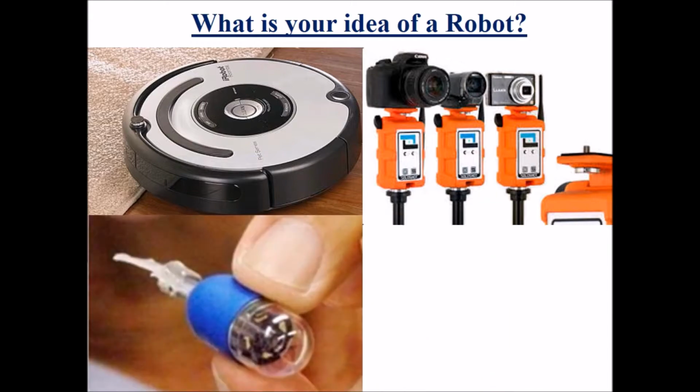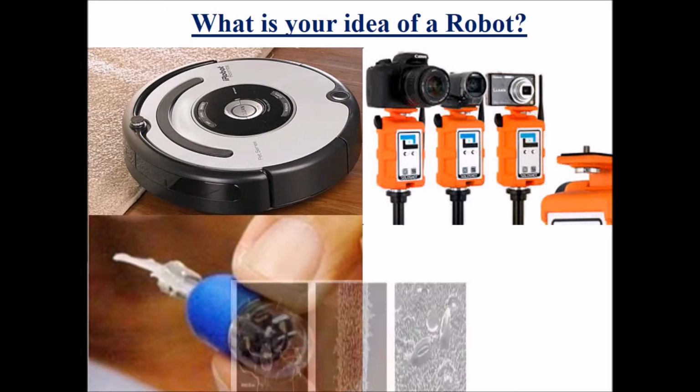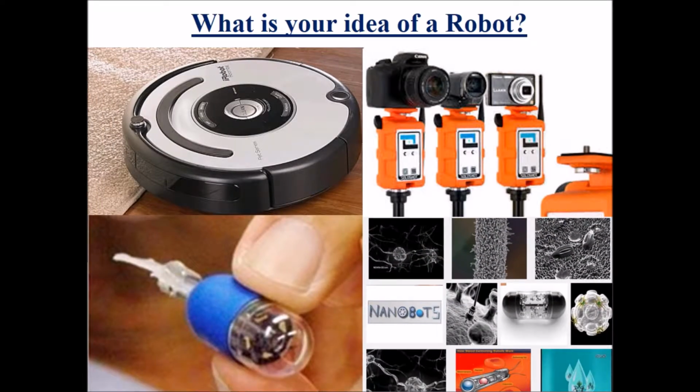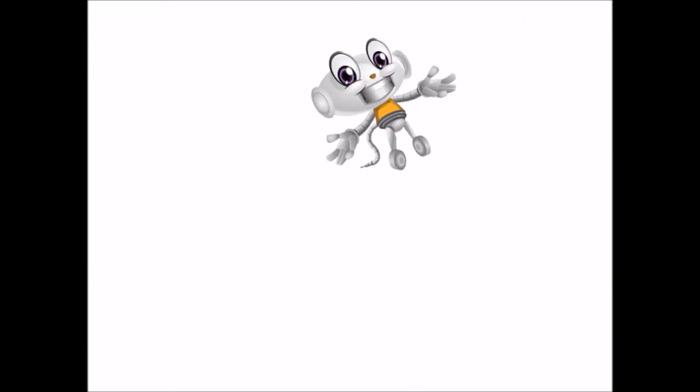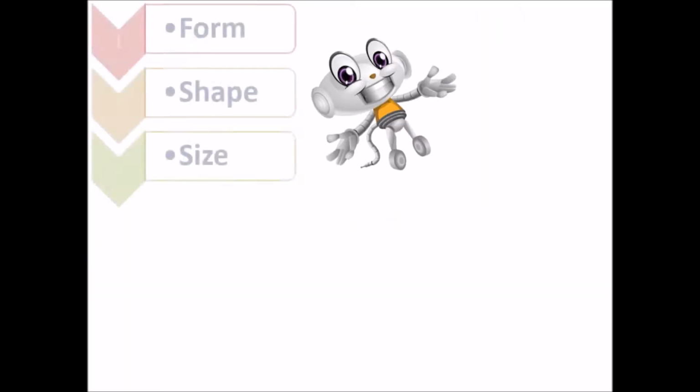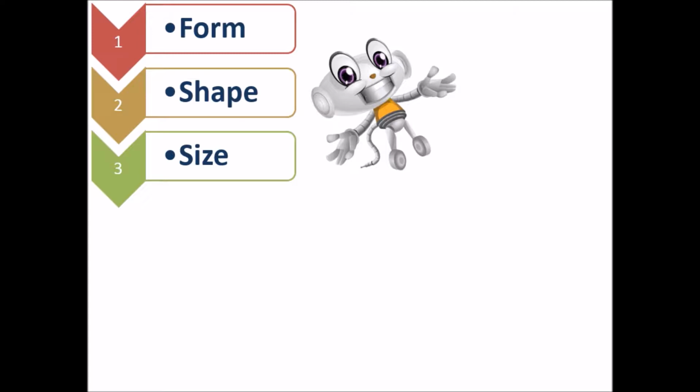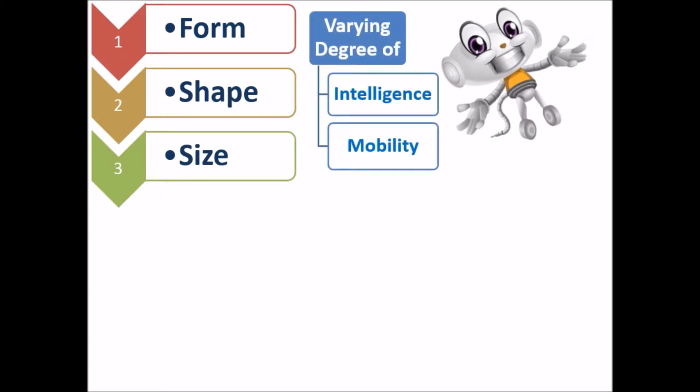Do you know that very small robots like this one, or even these ones, that can be swallowed or injected into the human body, exist? There, you see? Robots come in different form, shape, and size. And their capability varies, with varying degree of intelligence and mobility.